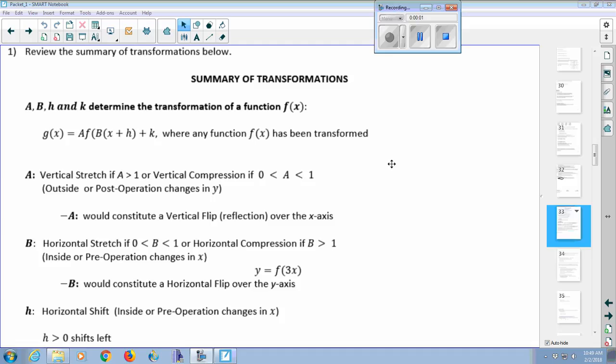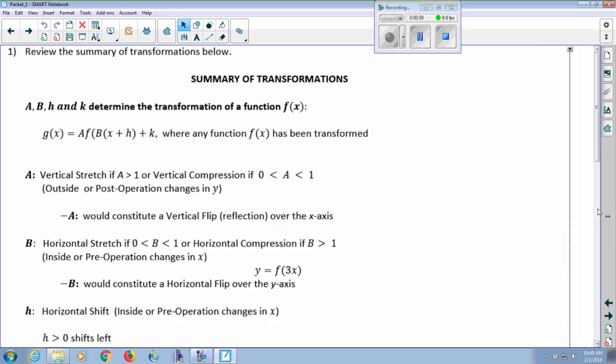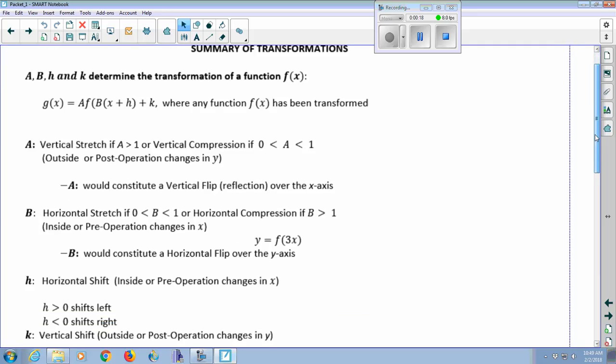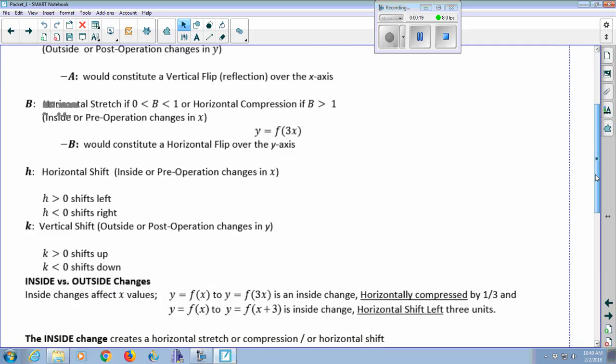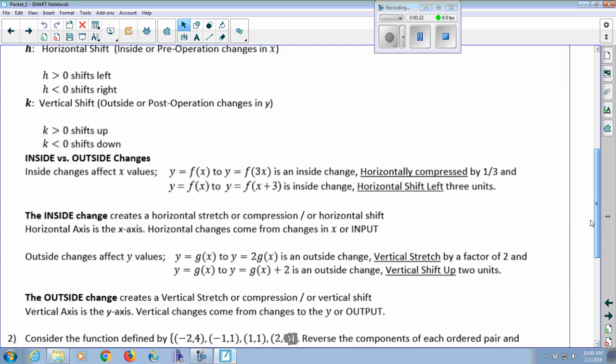Lesson 4 starts off with a review of the summary of transformations. This covers every type of transformation that you studied previously in Math 107 or whatever course you had outside of GCC if you tested into the class. This will be the type of sheet that you'll be referring to probably over and over again.